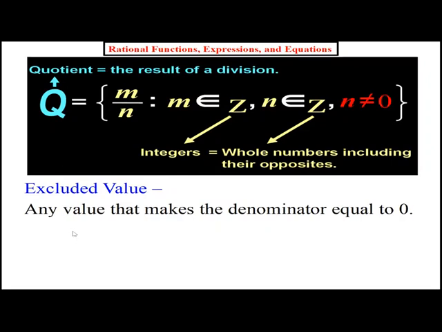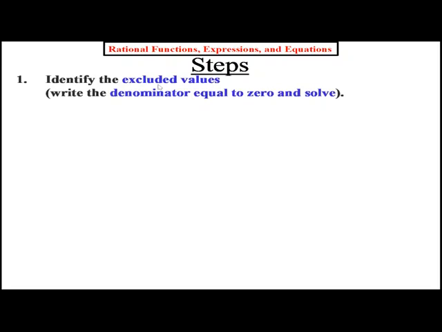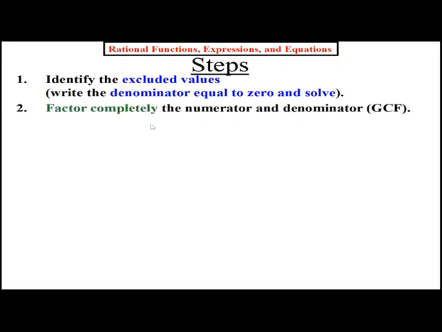But before that, I'm going to give you some steps so that you don't get lost with what we're doing today, because we're going to be doing a couple of things. All right. Here we go. Steps. Write these down. Step 1, identify the excluded values. In parentheses, what are they? Write the denominator equal to 0 and solve. That's how we get the excluded value. Step 2, factor completely. Do we know how to do that? Yes. The numerator and denominator. Step 3, simplify after identifying the excluded ones.